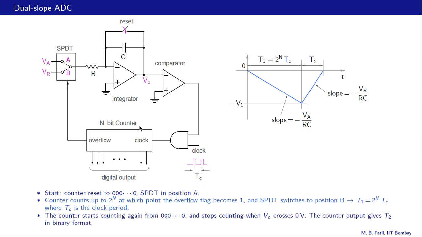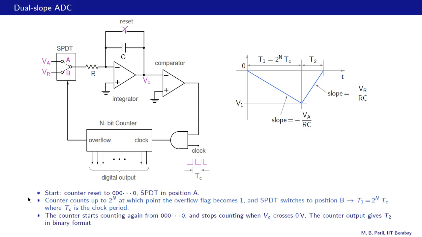This counter is an up counter, binary up counter, and let's say it has 4 bits. To illustrate what happens, it starts off at 0000, then 0001, etc., and the final maximum count is 1111, and after that it goes back to 0000, but then it indicates that there is an overflow, and that signal is used to change the position of this SPDT, the single pole double throw switch, from A to B.